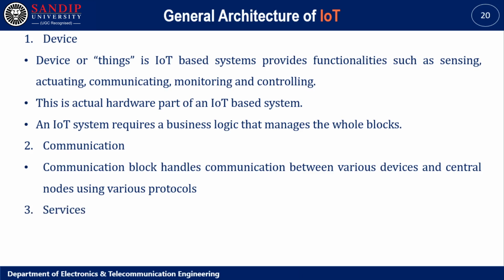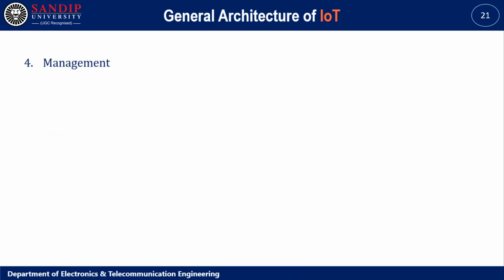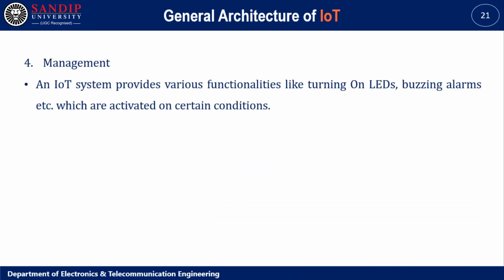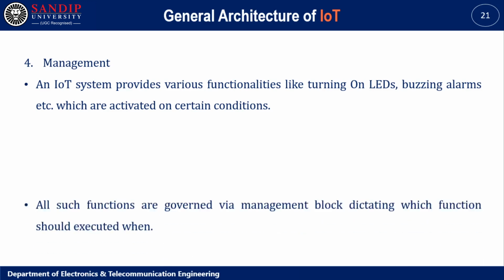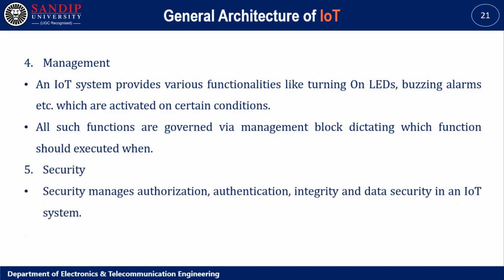Third, services. An IoT system uses numerous services for device controlling, device detection, device monitoring, etc. Management. An IoT system provides various functionalities like turning on LEDs, buzzing alarms, etc., which are activated on certain conditions. All such functions are governed via the management block, dictating which function should execute and when. Security. Security manages authorization, authentication, integrity, and data security in an IoT system.